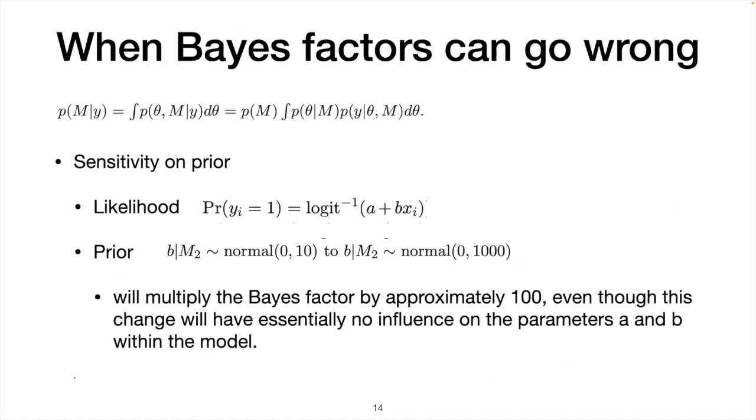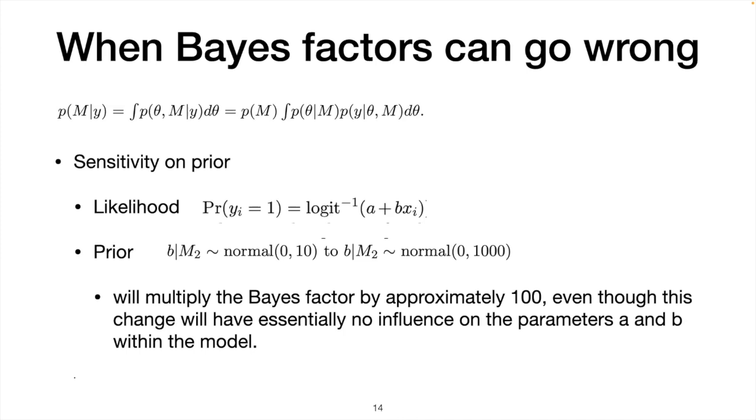All the previous slides were talking about the M-closed view, where you believe one of the models is correct. Otherwise, it makes no sense to talk about the posterior probability of a model, because the posterior probability of the model means the probability that the model is correct. But in an M-open view, you don't believe any model is correct in the first place. It makes no sense to compute the probability of the model being correct.